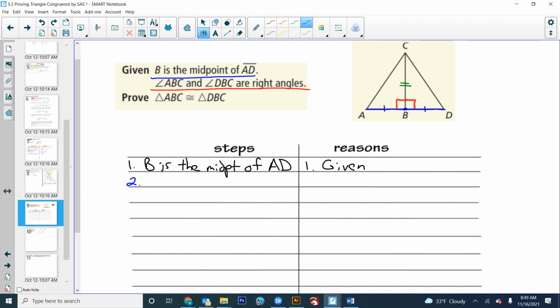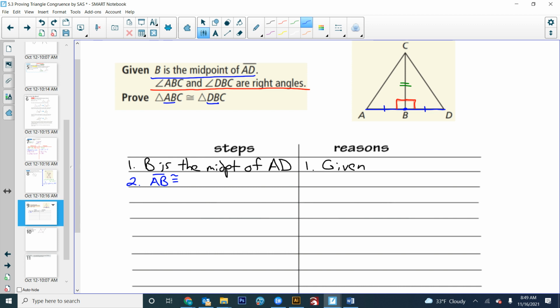Caden, what's the result? What's step 2? Angle ABC. Oh, hold on one second. If we say B is the midpoint, we need to say what two sides? AB is congruent to BD. Is it AB, BD or is it AB, DB? DB. Yeah. AB, DB.